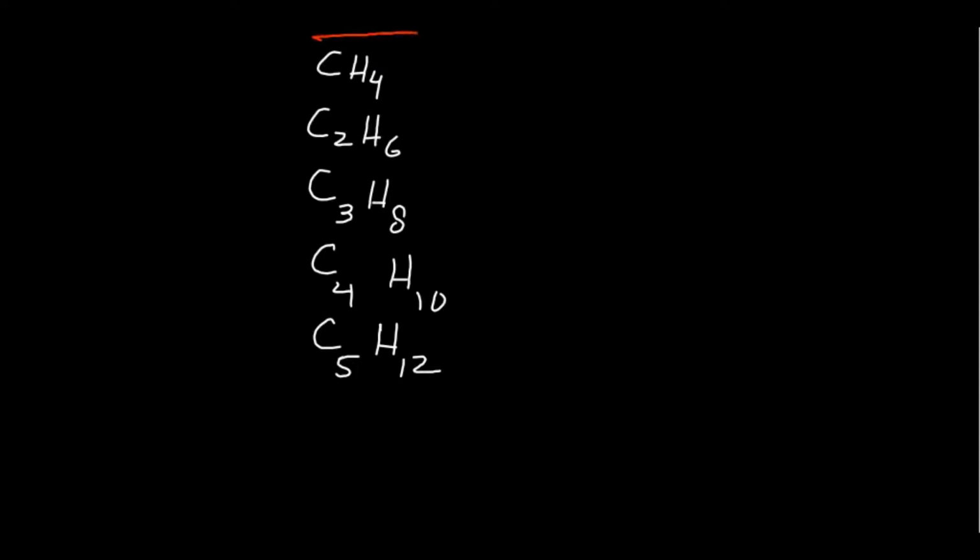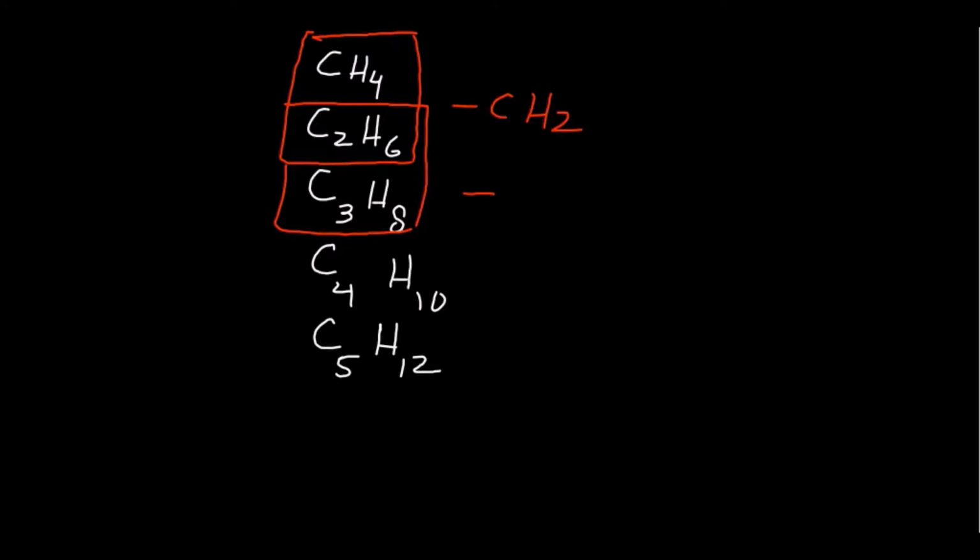Now students, if we take the difference of adjacent members, first for example the first 2 members, C2H6 minus CH4: 2 minus 1 is equal to 1, we have 1 carbon, and 6 minus 4 is equal to 2, we have 2 hydrogen. We get a CH2 group. Similarly, if we take the difference of C3H8 and C2H6, 3 minus 2 is equal to 1, we have 1 carbon. 8 minus 6 is equal to 2, we have 2 hydrogen. Again we get a CH2 group.